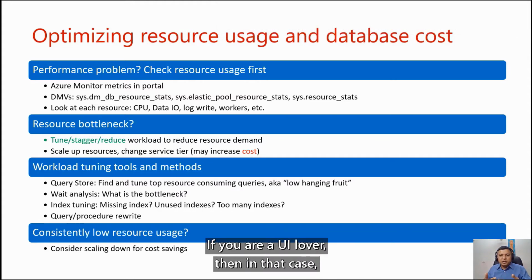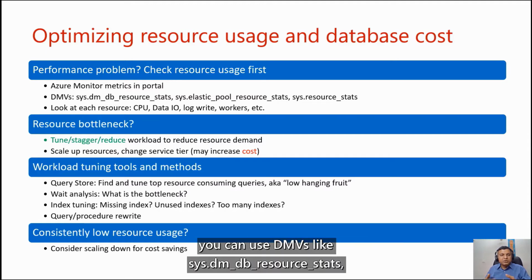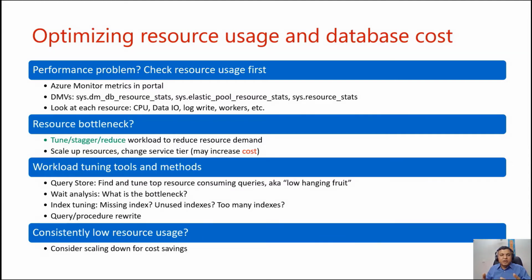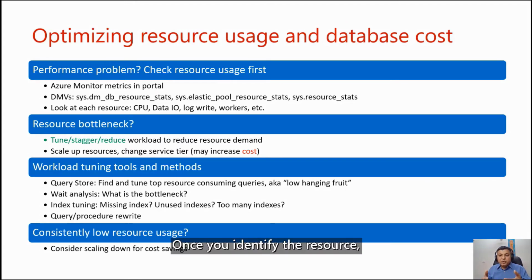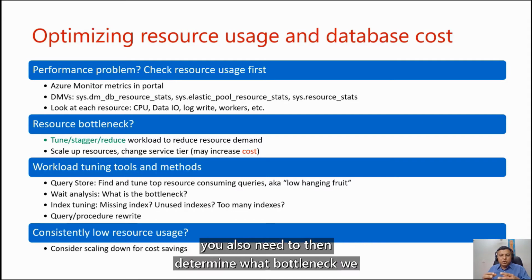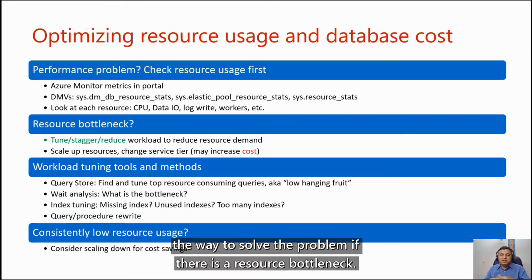If you are a UI lover, then you may want to go to Azure Monitor and in the portal look at the various metrics available. If you are a T-SQL fan, you can use DMVs like sys.dm_db_resource_stats, which is what I'm going to use in my demos as well. You have to look at each resource, what is under contention. And once you identify the resource, you also need to determine what bottleneck we are having and the way to solve the problem.